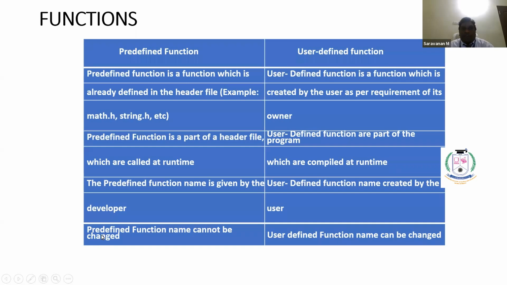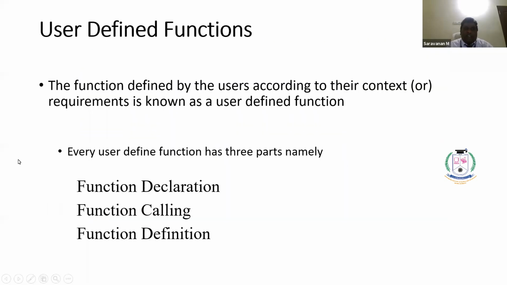Now there are two types of functions: predefined functions and user defined functions. A user defined function is one we write ourselves, with a function declaration, that is, you declare outside, then you call the function within main, and the definition of the function is written outside the main.